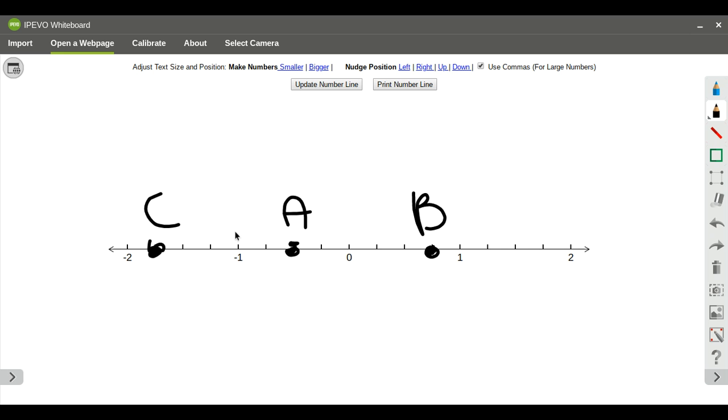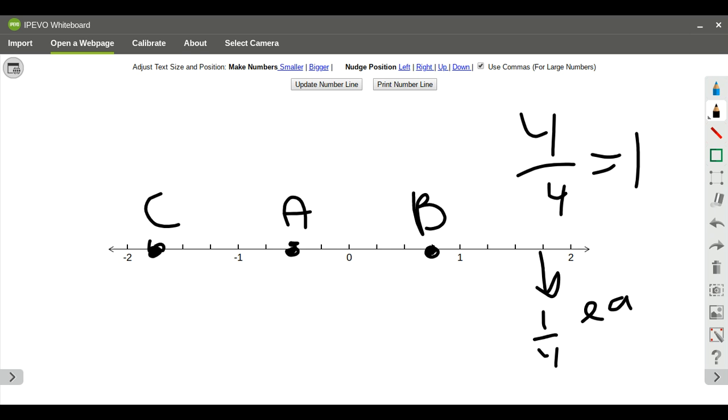So point A, if we take a look at it, here's my 0. Again, first thing I need to do is establish what each one of these intervals stands for. So I'm going to count 1, 2, 3, 4. So I have 4/4 equals 1. So each one of these tick marks is a value of 1/4. Okay, so that makes it easy.